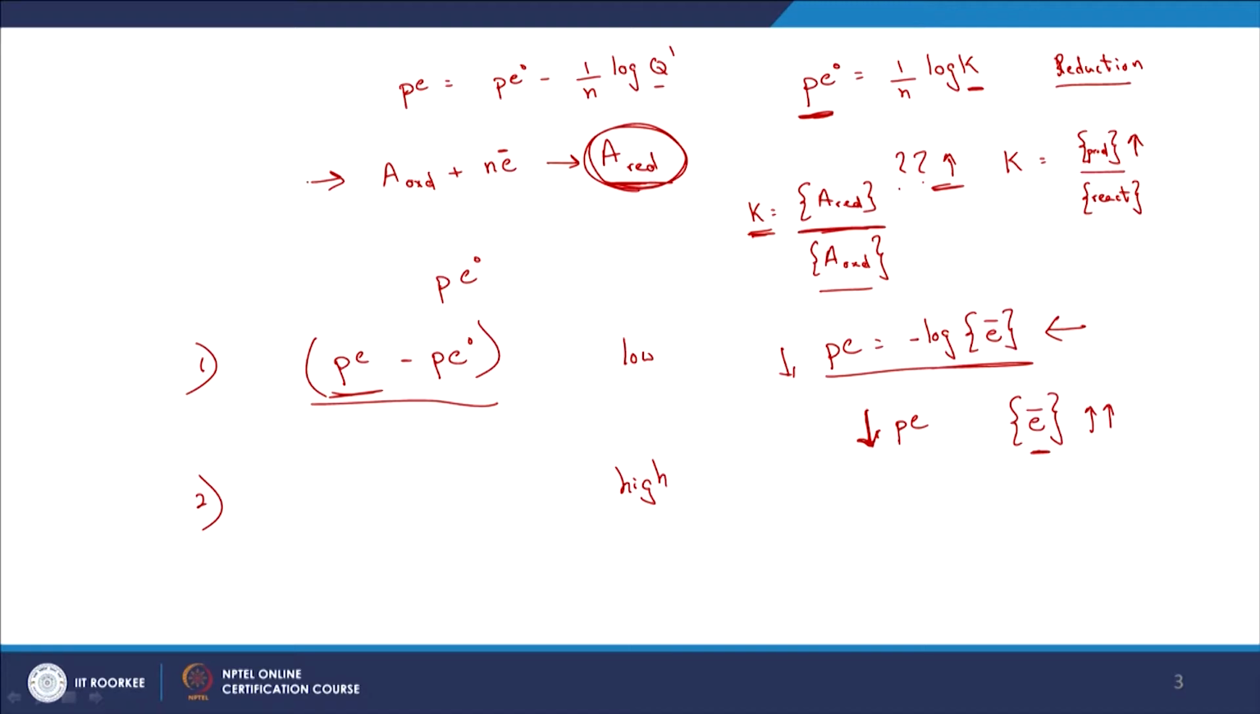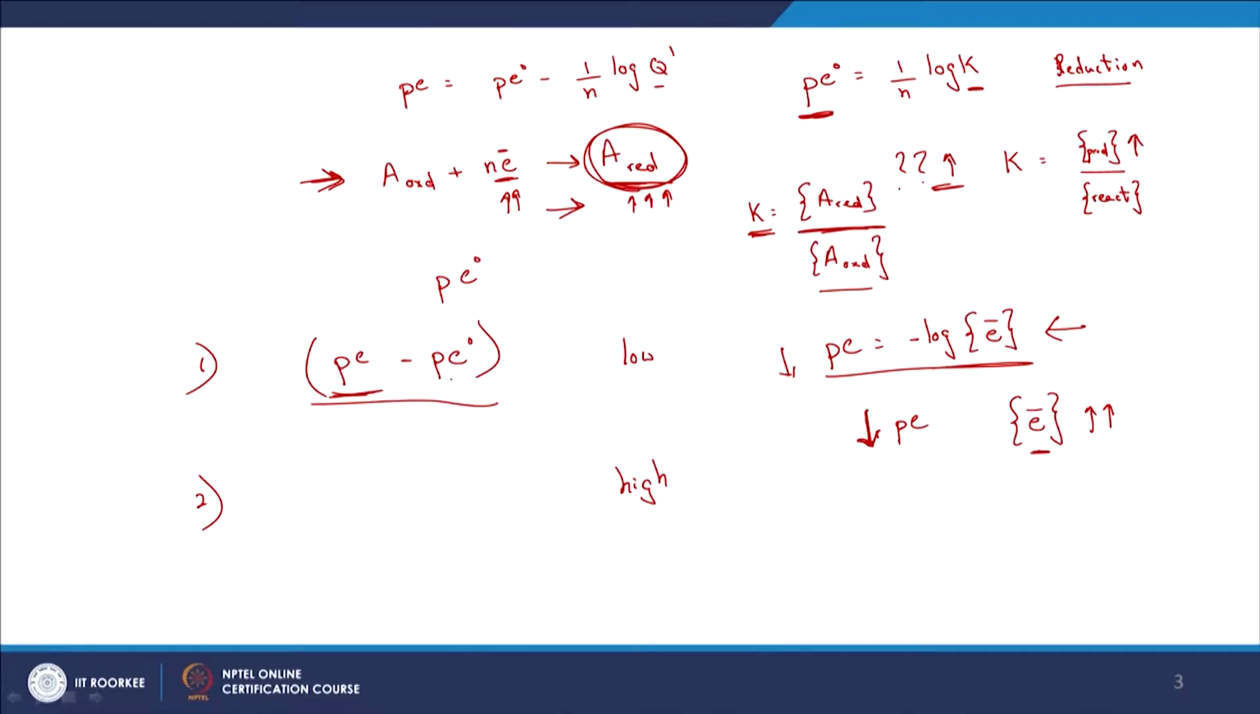If the activity of the electron is higher, what does that mean? Then the forward reaction would be much more favorable, and the half reaction would want to proceed in the forward direction. So when pe compared to pe naught is low, it means that reducing conditions prevail. Low pe means higher activity of the electron. As equation 2 shows, the reduced form would predominate.